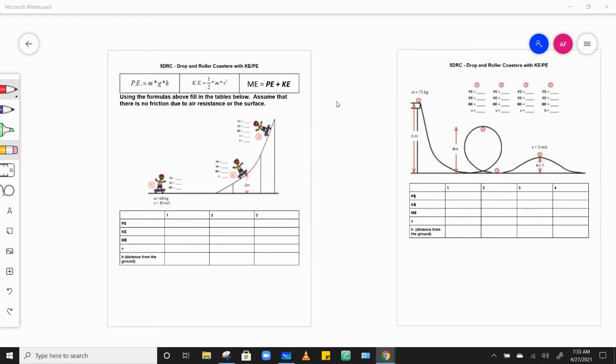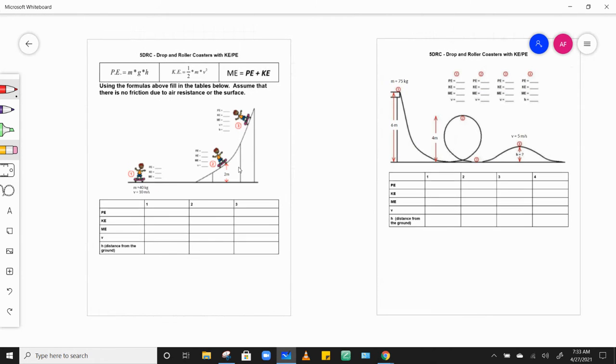Okay, so we're going to tackle two problems today dealing with the change of potential energy to kinetic energy. The first one is the skateboarder. He's starting at 10 meters per second. He has a mass of 40 kilograms, and he's going to go up a ramp.